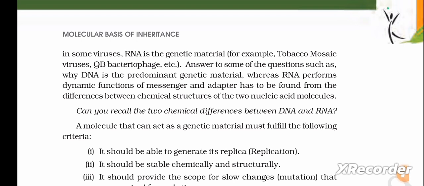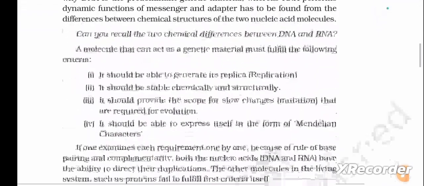Answers to some of the questions, such as why DNA is the predominant genetic material whereas RNA performs dynamic functions of messenger and adapter, have to be found from the differences between the chemical structures of the two nucleic acid molecules. Can you recall the two chemical differences between DNA and RNA? A molecule that can act as genetic material must fulfill the following criteria.